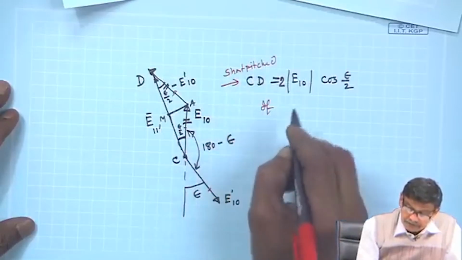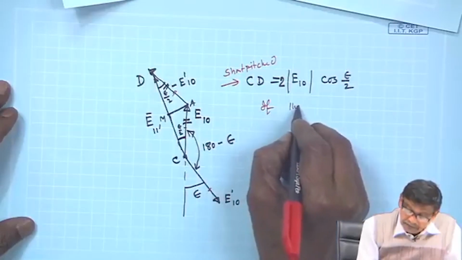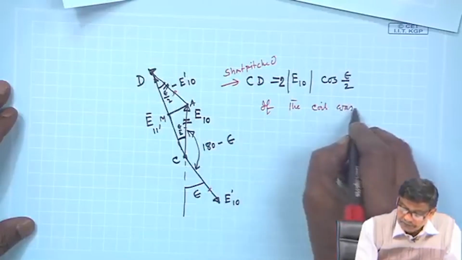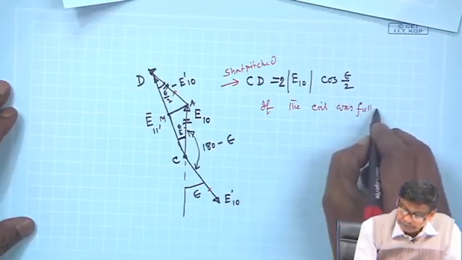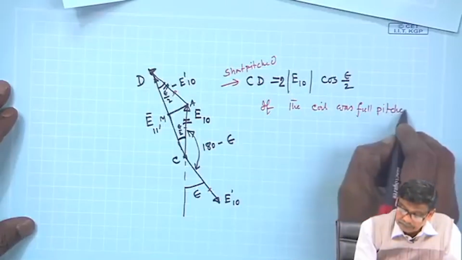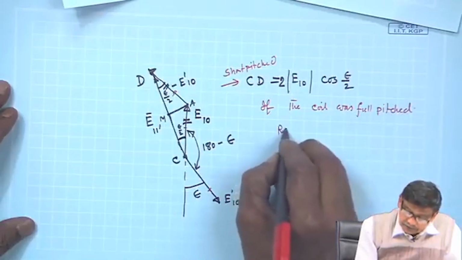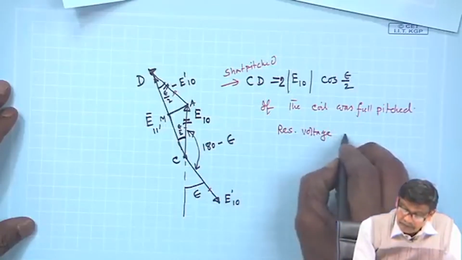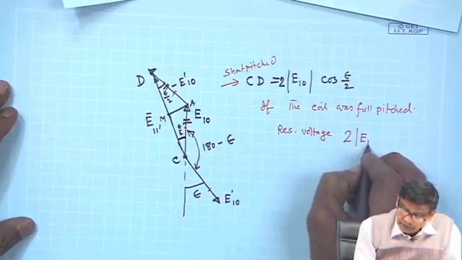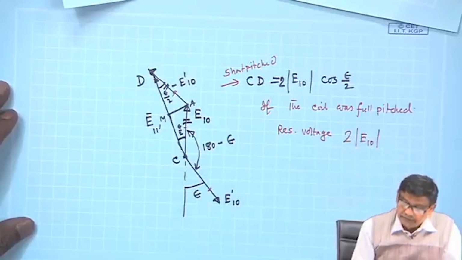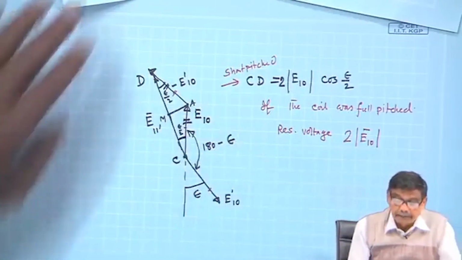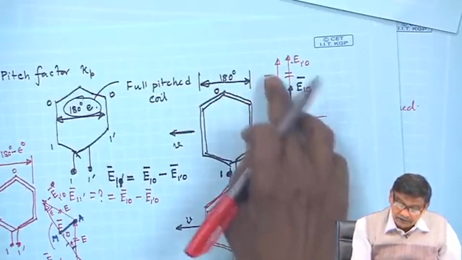If the coil was full pitched, the resultant voltage would have been 2 times the amplitude of E10. Magnitude of E10 and E1 are the same, so it would have been twice that voltage. This is the phasor diagram of that.